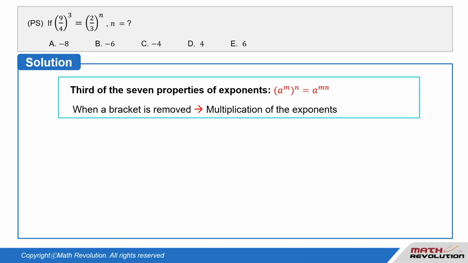Third of the 7 properties of exponents. One of the most important of the properties of exponents is when a bracket is removed. It results in the multiplication of the exponents. So (a to the power of m) to the power of n equals a to the power of m times n.